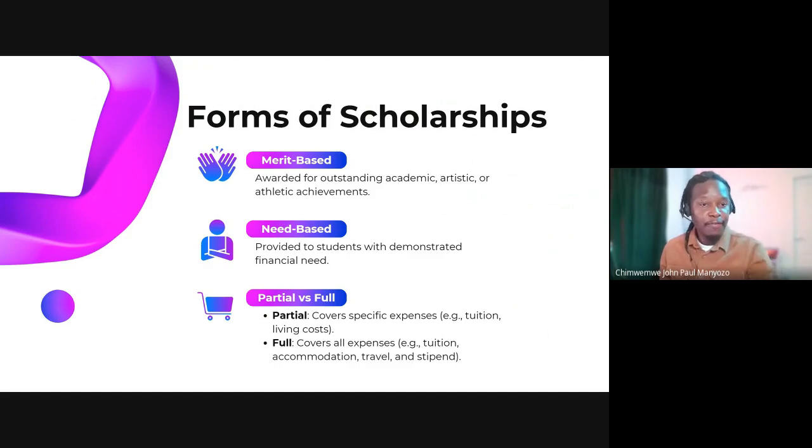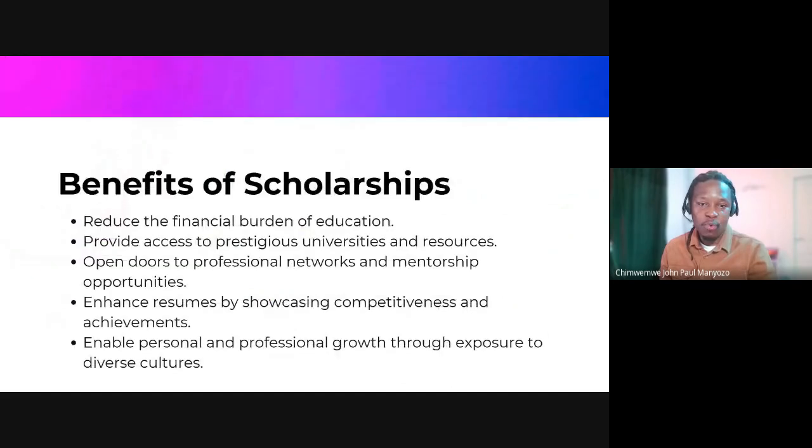So, with the different forms of these scholarships that I've just highlighted, I want you to have this at the back of your mind when you're making the scholarship application or when you're beginning this journey of searching for scholarships.